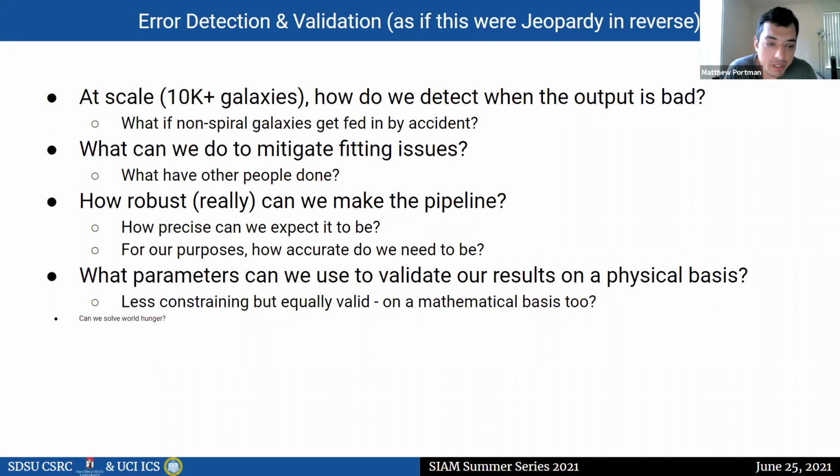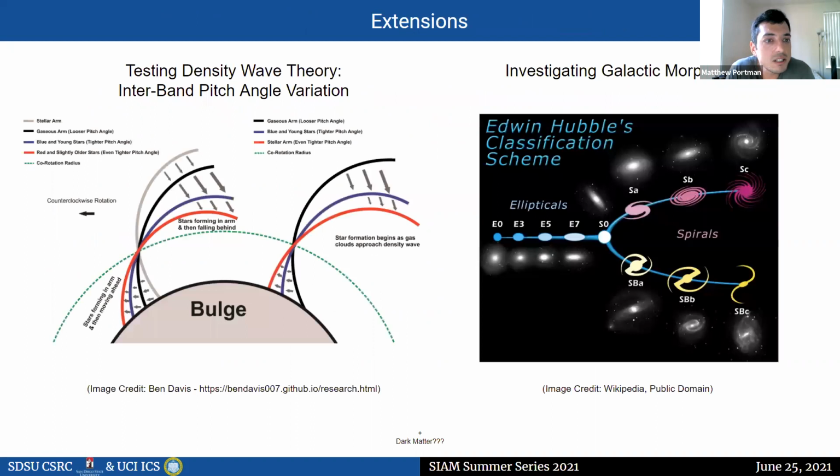So how robust can we really make the pipeline? How precise? How accurate? And then finally, what parameters can we use to validate the results, like I was saying, physically? And finally, just some extensions of this work, hopefully once we get that error analysis working.